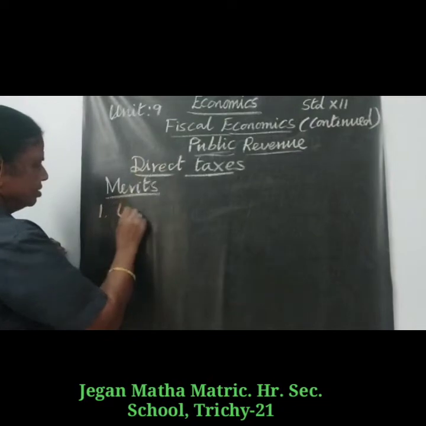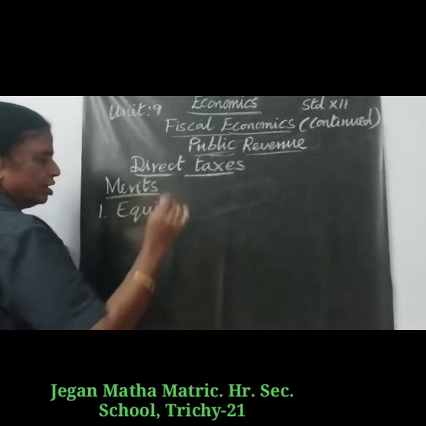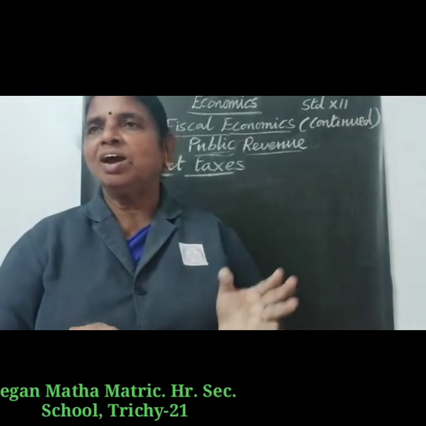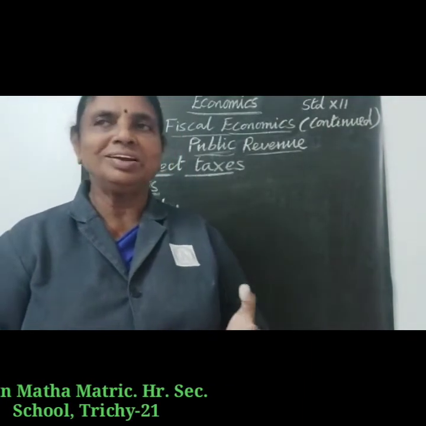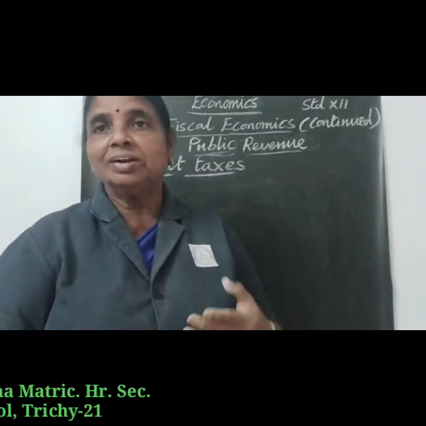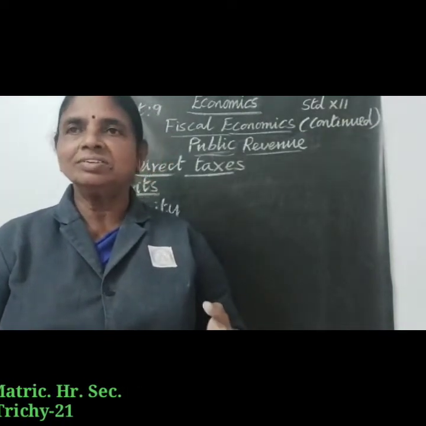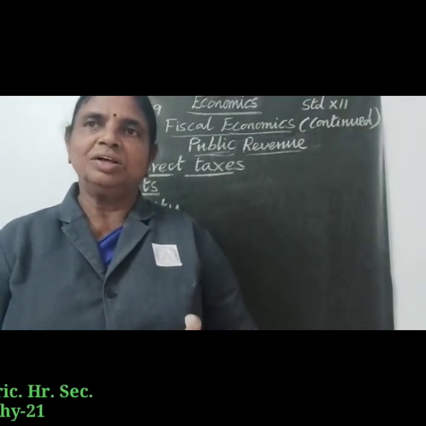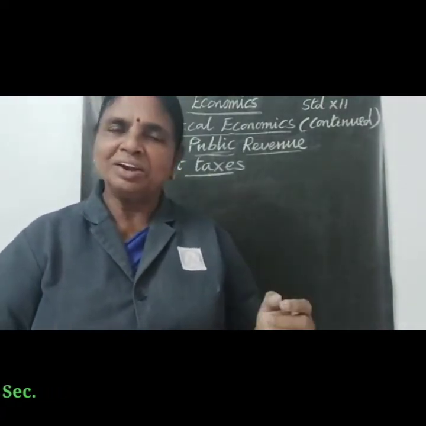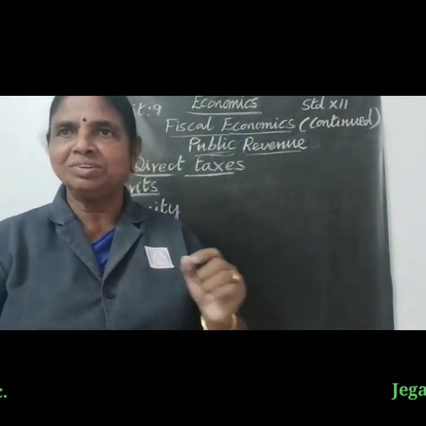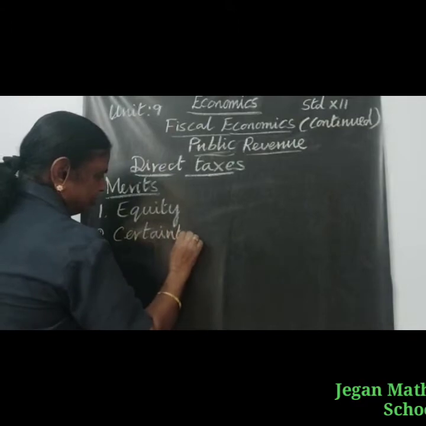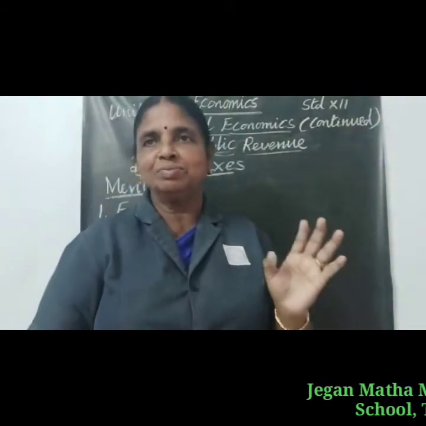Under merits of direct taxes, the first comes equity. Direct taxes are progressive. That is, the rate of tax varies according to the tax base. For example, income tax. Income tax satisfies the canon of equity. Income tax is also one of the direct taxes. Secondly, certainty. Canon of certainty can be ensured by direct taxes. For example, an income taxpayer knows when and at what rate he has to pay income tax.